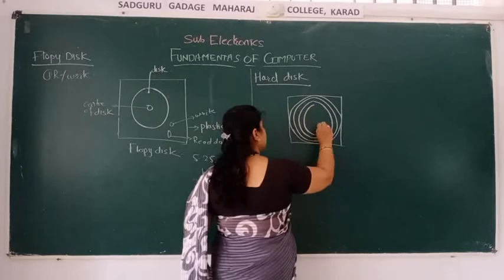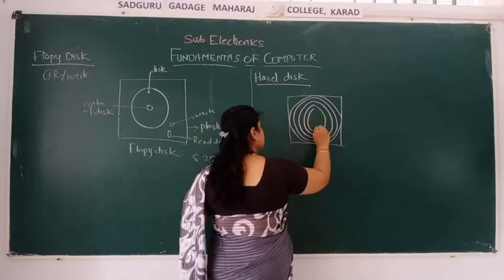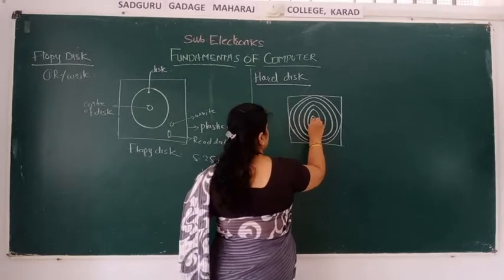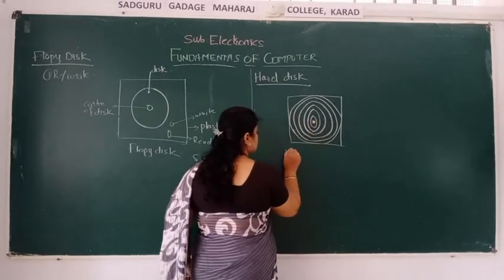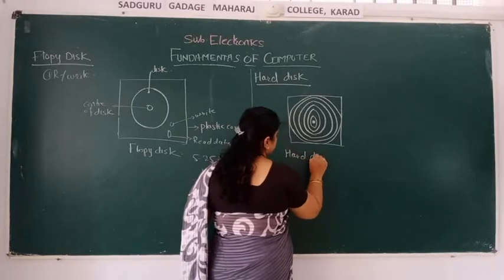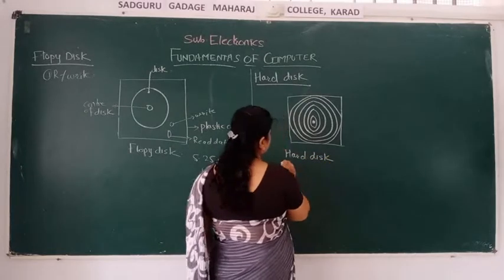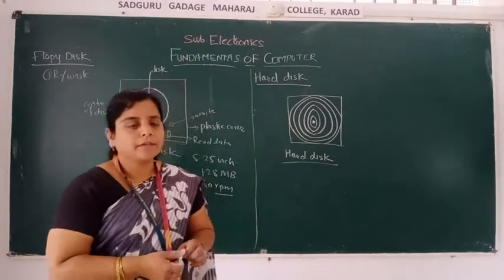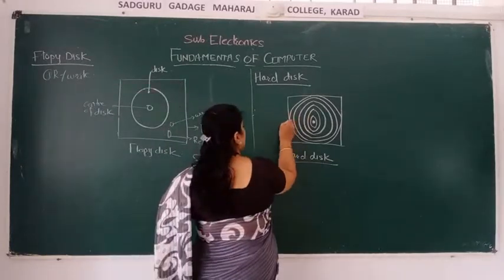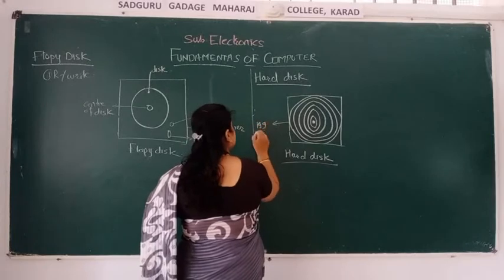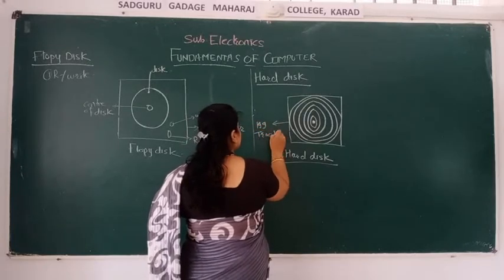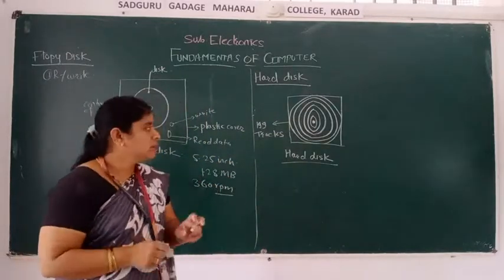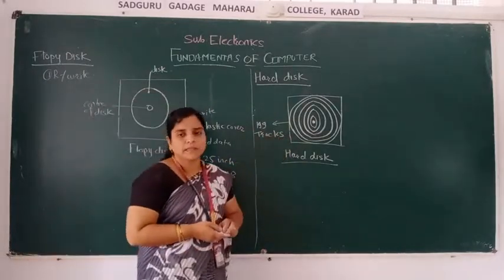So this is the diagram for the hard disk. See, it is inside the computer. It has tracks. These are all the 199 tracks. How many tracks? 199 tracks are there. Tracks means what? The path which is shown by the CPU.